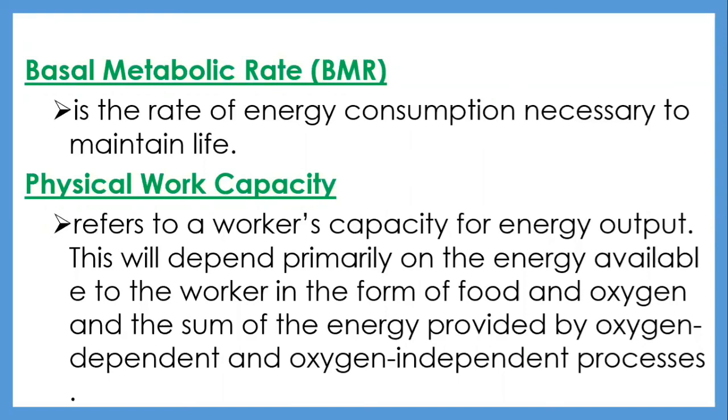If we say BMR, it is the rate of energy consumption necessary to maintain life. So people, as we are, actually differ in terms of our BMR. For example, the relative BMR of a child is about twice that of an adult. The decrease in BMR with age is one of the reasons for adult middle age spread, and the BMR can drop by about 20% in chronically malnourished individuals.